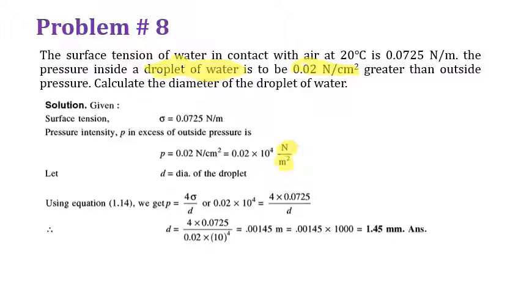And the surface tension is 0.07 Newton per meter. You have to calculate the diameter of the droplet. So use the same formula, P is 4 sigma over D, and just rearrange, and the answer will be in meters. Convert it to millimeter by multiplying by 1000.